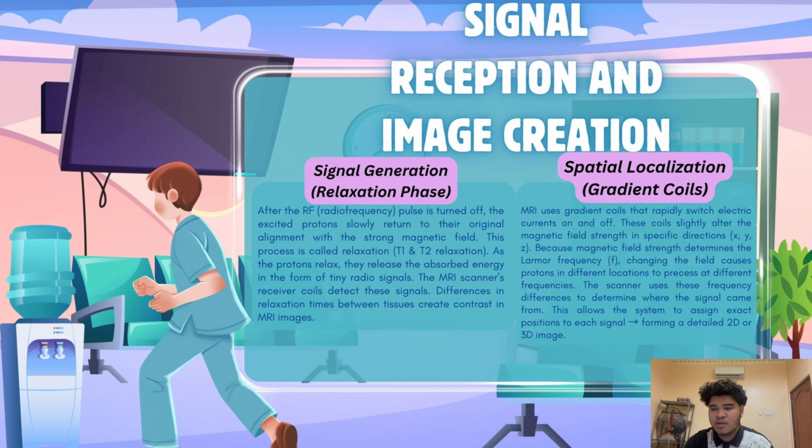Spatial localization, gradient coil. MRI uses gradient coils that rapidly switch electric current on and off. These coils slightly alter the magnetic field strength in specific directions, X, Y, and Z. Because magnetic field strength determines the Larmor frequency, changing the field causes protons in different locations to precess at different frequencies. The scanner uses this frequency difference to determine where the signal comes from. This allows the system to assign an exact position to each signal, forming a detailed 2D or 3D image.